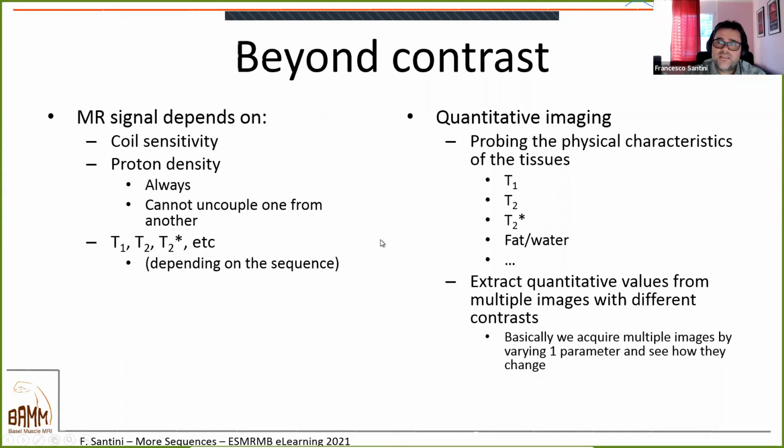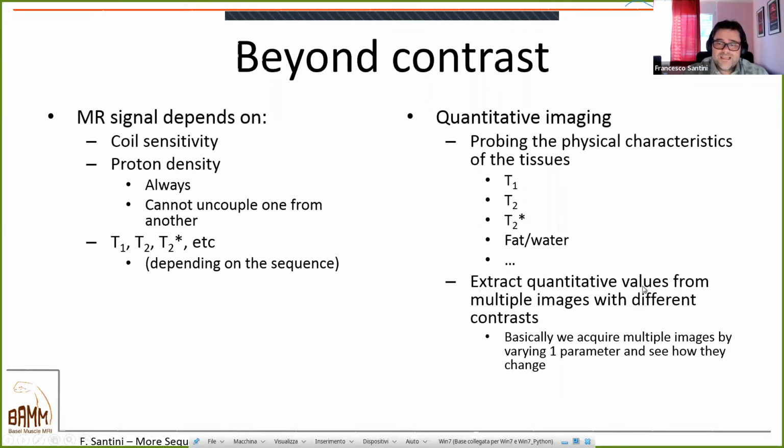So what is quantitative imaging? In quantitative imaging, we want to measure and probe the physical characteristics of the tissue without all the other confounding factors. So we want an image whose intensity is only proportional to T1 or to T2 or T2 star or to fat water. Or in the case of phase contrast, for example, of velocity, we have an image whose gray level is directly proportional to velocity.